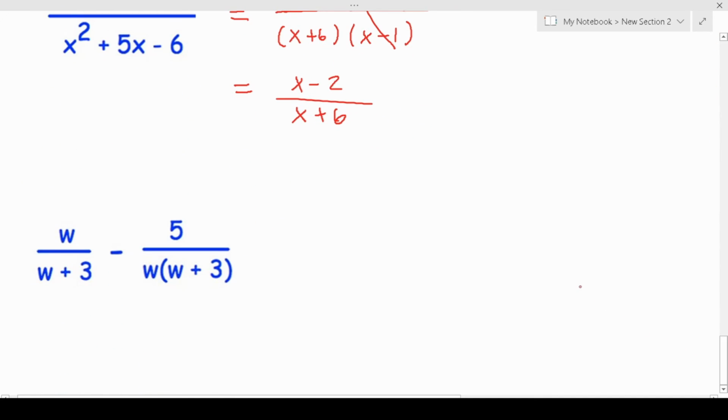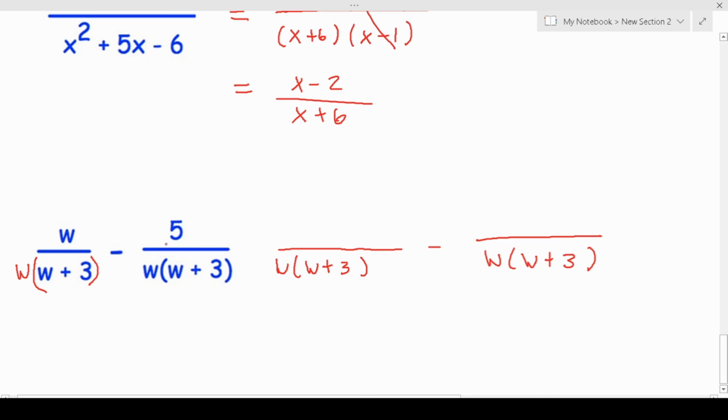All right, finally we have this one. We're trying to subtract a pair of algebraic fractions. In order to do subtraction, you have to ensure that these fractions have the same denominators. And in order to make these the same, I can multiply this one by w, which will give us a common denominator of w plus 3 for this one, and w plus 3 for this one.